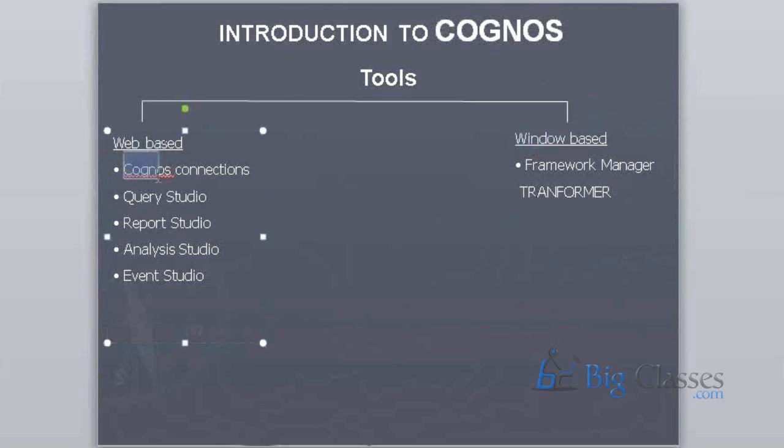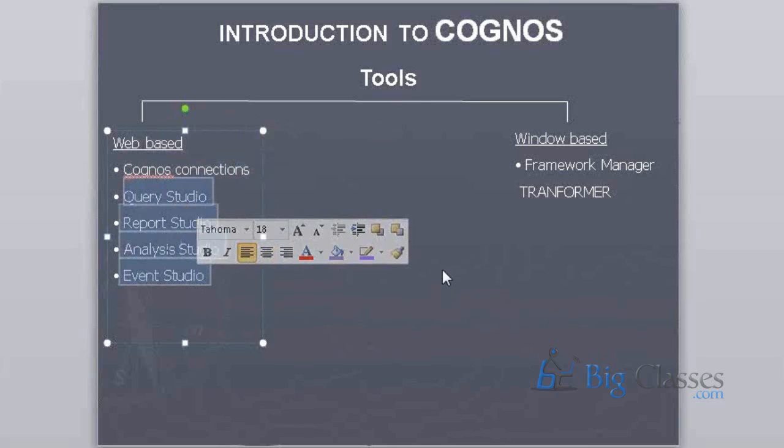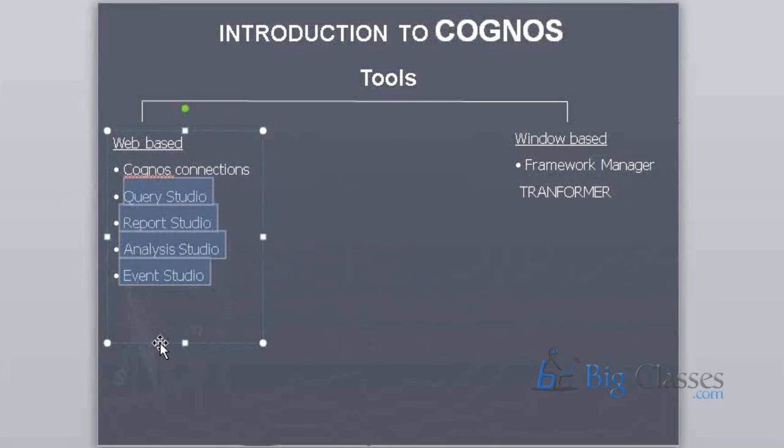Web-based applications: this is Cognos Connection, the entry point for all the web-based applications of Cognos. If you want to access any of them, first of all you need to connect to this Cognos Connection portal. From there, you can find links for the remaining reporting applications: Report Studio, Query Studio, Analysis Studio, and Event Studio. All these are reporting applications.